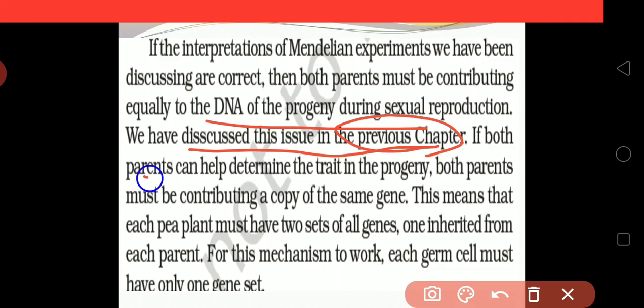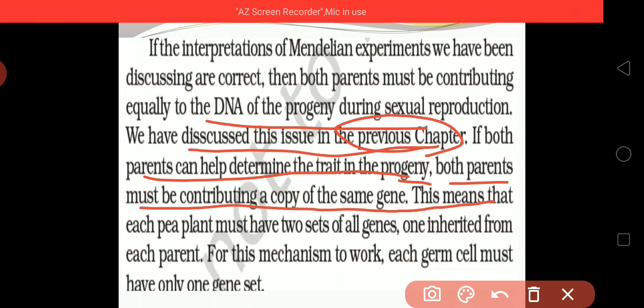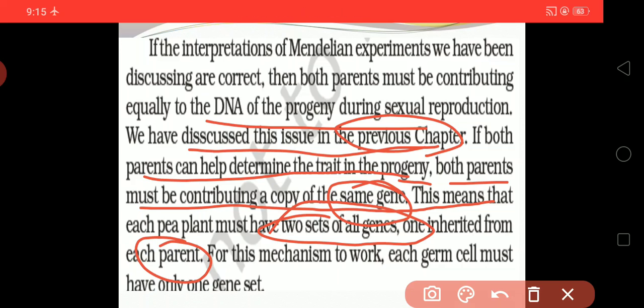If both parents can help determine the trait in the progeny, both parents must be contributing a copy of the same genes. This means that each pea plant must have two sets of all genes, one inherited from each parent. From each parent, one copy of the gene can be inherited.